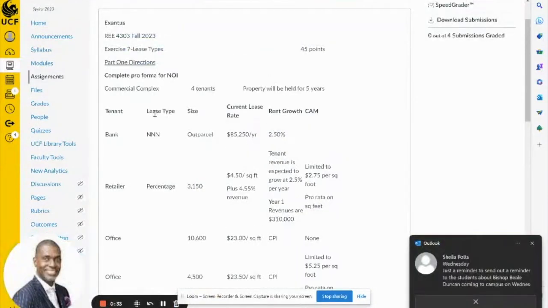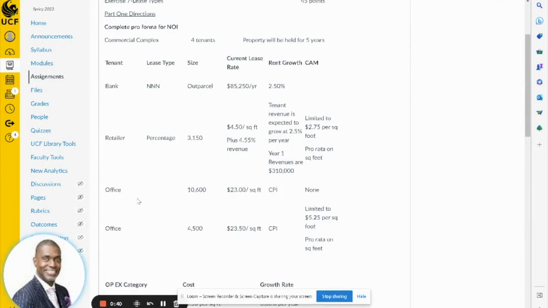It is a building, a commercial complex that has 4 tenants, and there's a bank that has an out parcel, a retailer, an office, and 2 offices with different square footage. Each tenant's lease has some base rate in terms of the square footage. The out parcel has a base rate of $85,000, and you can see the current lease rate for each of the tenants. The rent growth rate for the tenants are here, and 2 of them are actually growing at CPI, which is the Consumer Price Index.